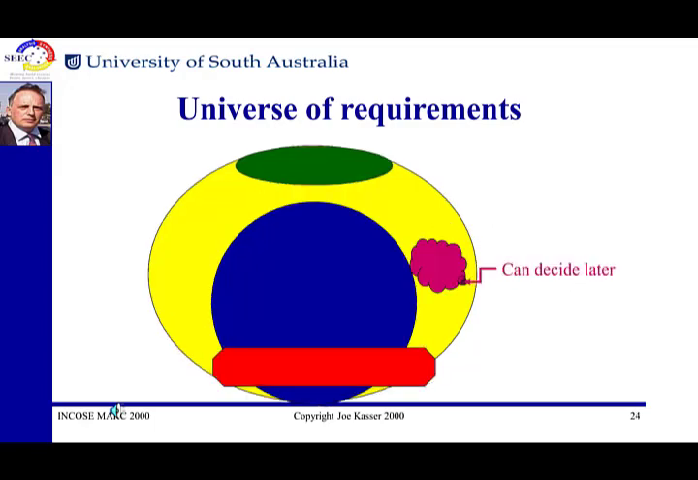The can-decide-later subset of requirements is a subset of the wanted requirements. It means we don't need to make the decision now. For example, we know that we're going to need internet audio for the web conference, but at this time we don't have to make the decision as to whether it's going to be telephone dial-up or internet audio. We'll make that decision as and when, in other words, just in time, and we'll base that decision on the technology.